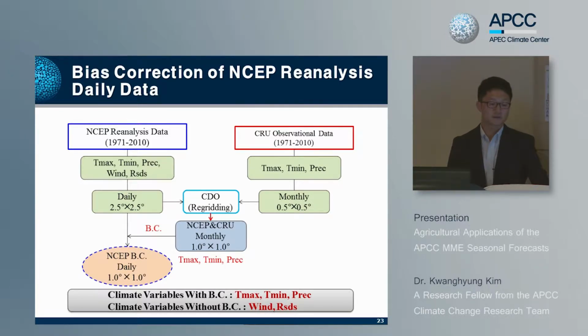To carry out the bias correction, first we did spatial scale matching, as well as time scale matching, for the NCEP and CRU data to 1 degree resolution in a monthly scale using the CDO, climate data operators. And then based on the difference or bias between NCEP and CRU, we can correct the NCEP daily data. Due to the weather variable availability from CRU data, as you can see here, only Tmax, Tmin, and precipitation can be bias corrected. But wind and solar radiation should be used without bias correction. That's the limitation we have.